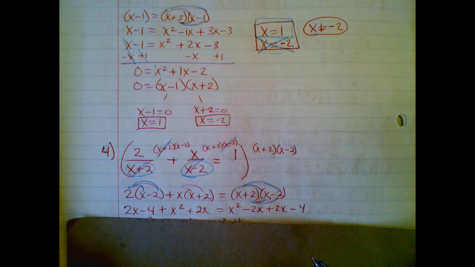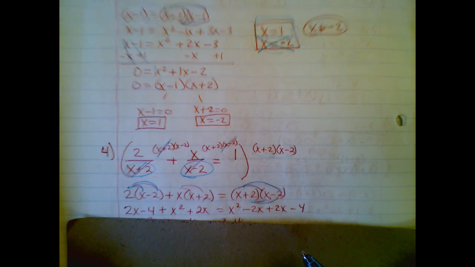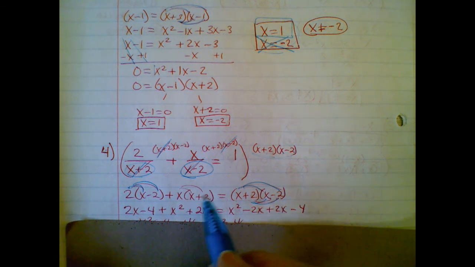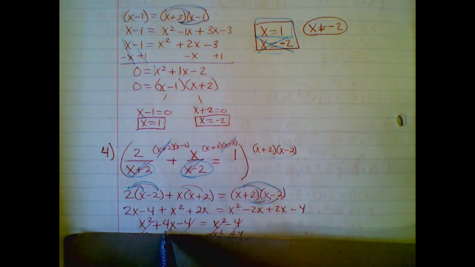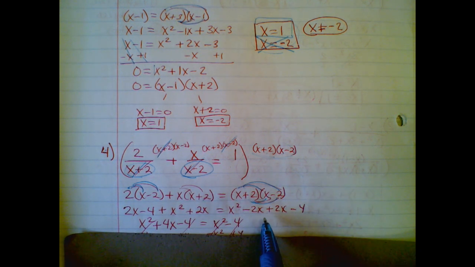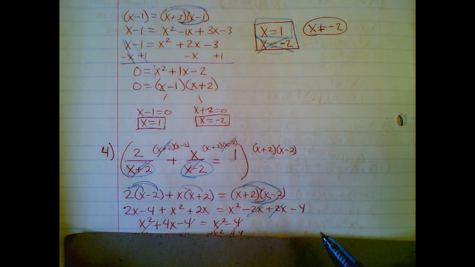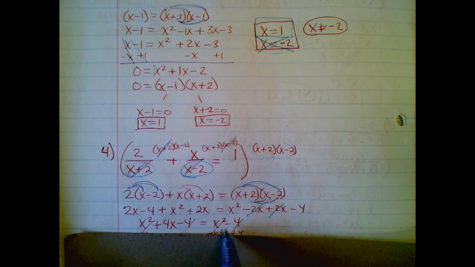Now I want to start combining like terms, getting everything set equal to 0. So on the left-hand side, I have 2x plus 2x is 4x. Everything else just bring down. On the right-hand side, the middle terms cancel out. They're opposite, so I just have x squared minus 4.